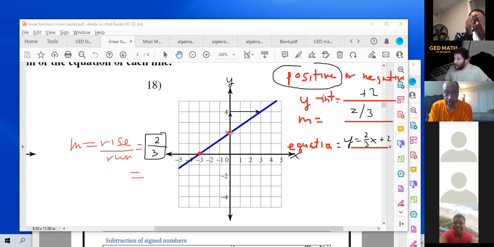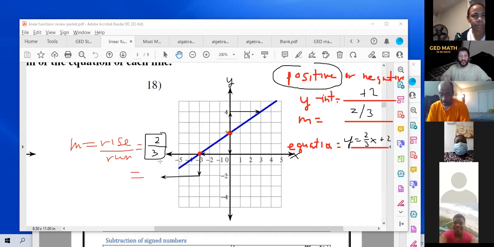If I go down 2, 1, 2, and over 3, 1, 2, 3, I'm still going to be on that line. That's what slope means, a constant rate of change. So once you have that slope, to get any other point, and this is one of those questions where they give you a slope and they give you one point, all you've got to do is use that slope to get the second point. Easy.